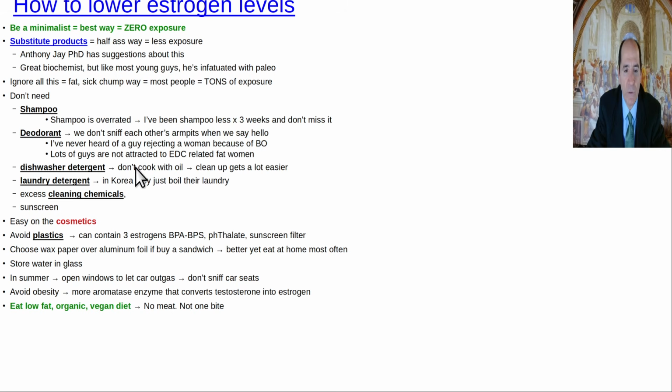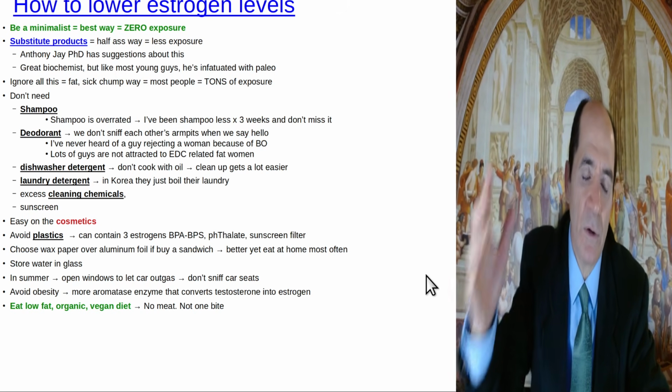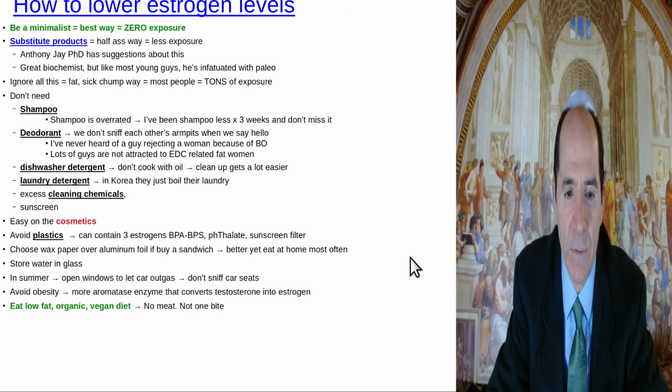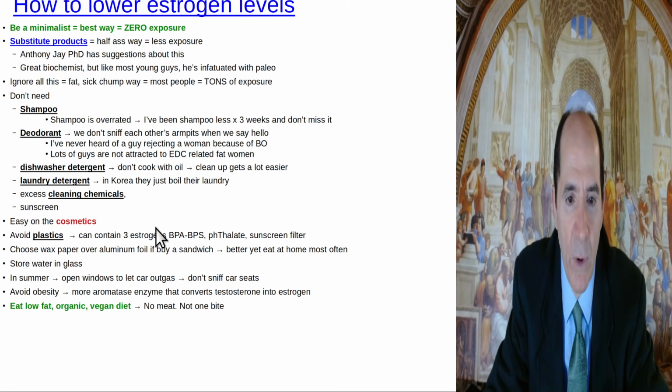If you do your cooking with just water, and you don't use oil, then you don't need dishwasher detergent. That's estrogenic. You don't need laundry detergent. That's estrogenic. Unless you work on an oil rig or some job that gets things really dirty, you don't need laundry detergent. Just run your laundry a little hotter, okay? And don't put those anti-wrinkle things in there. Those are estrogenic as well. Avoid all plastics.